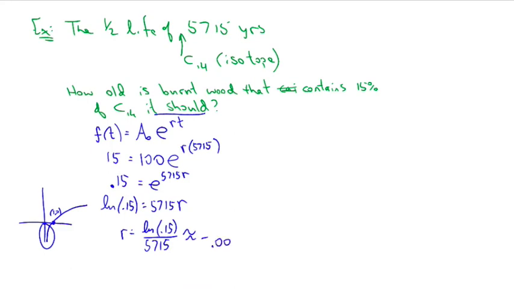All right, so this is approximately negative 0.00033. Lots of zeros, and that's the mistake people make, the zeros. All right, that gives you the first half of the problem.